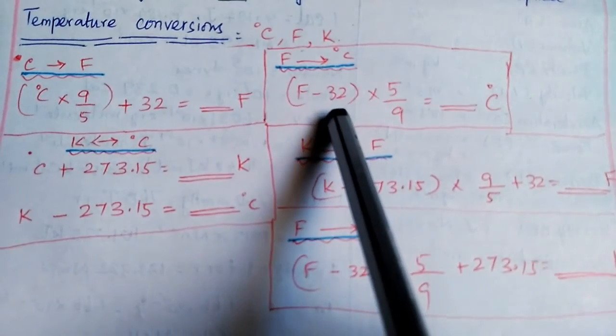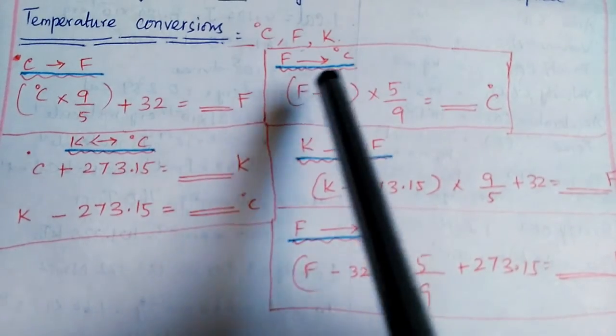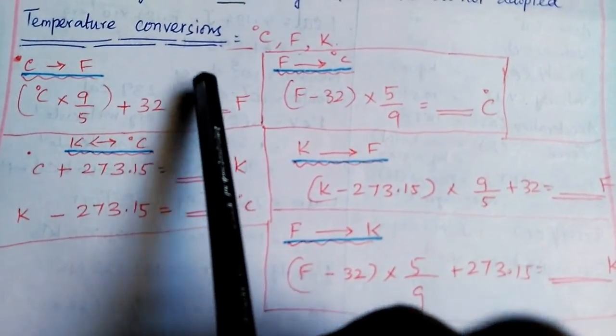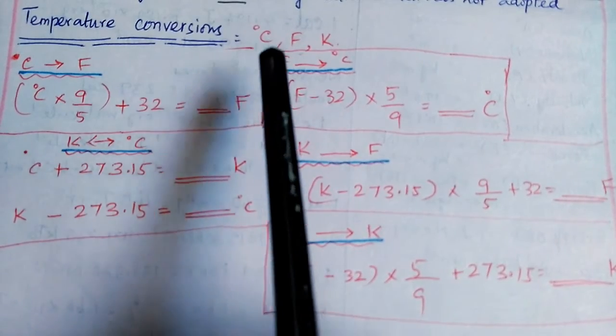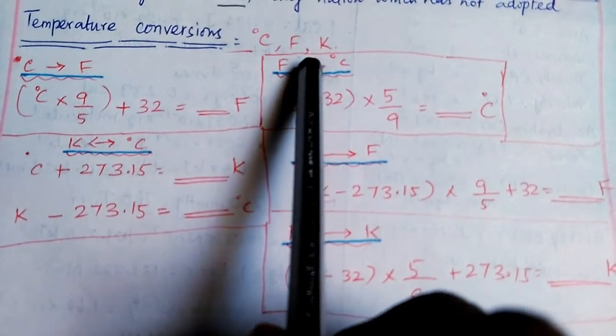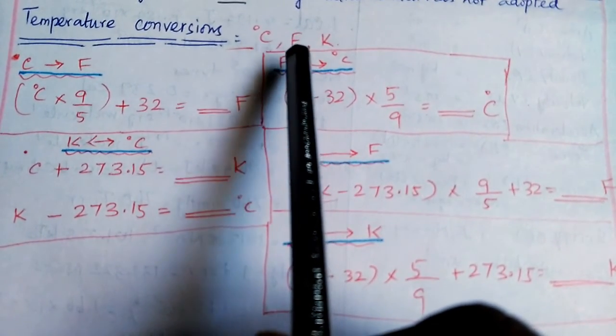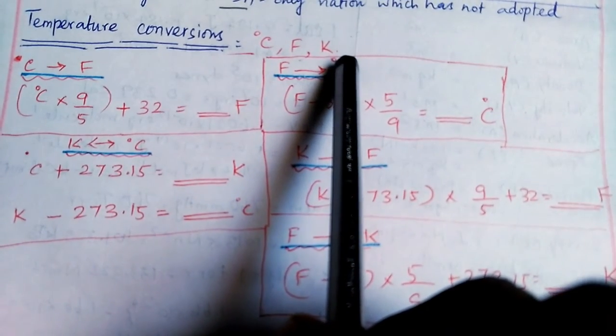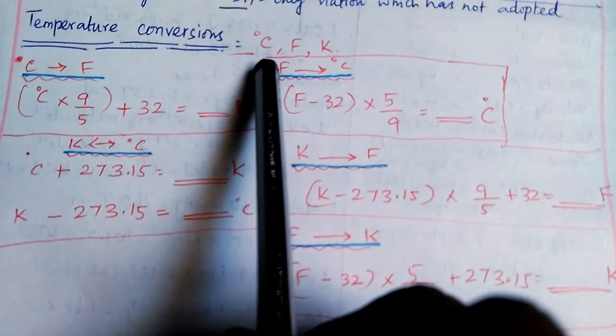So we should be in a position to know the conversion factors between these units. Also we should know the relationship between degree Celsius and Fahrenheit, and the relationship between Fahrenheit and Kelvin. So how can we convert a degree Celsius value?